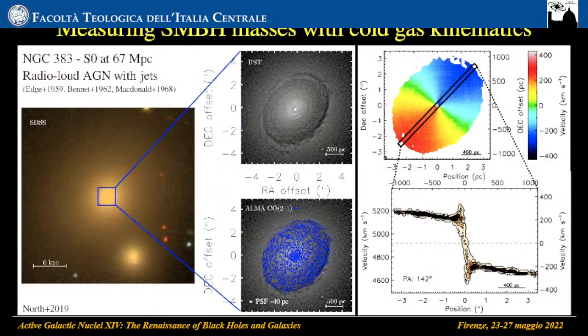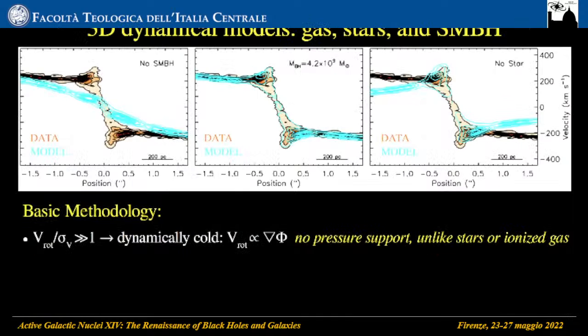So the next step is to perform a full dynamical modeling. An important point is that with molecular gas, the ratio between the rotation velocity and the velocity dispersion is always much larger than one. And so these are dynamically cold disks in which the rotation velocity is a direct tracer of the equilibrium gravitational potential. In other words, we don't have to take into account pressure support, unlike stellar kinematics and in some cases also ionized gas kinematics. So it's much simpler in terms of dynamics.